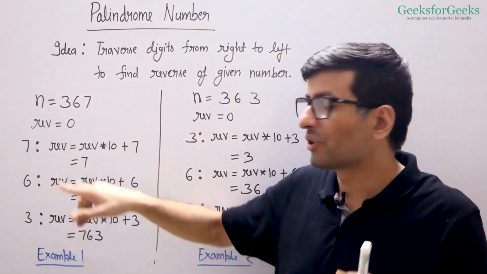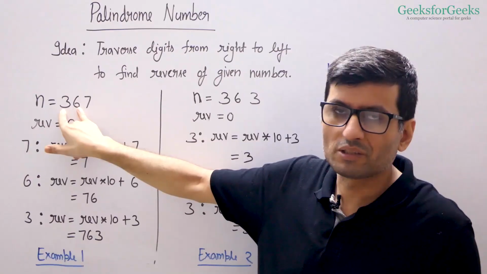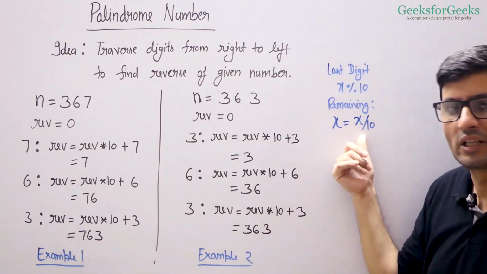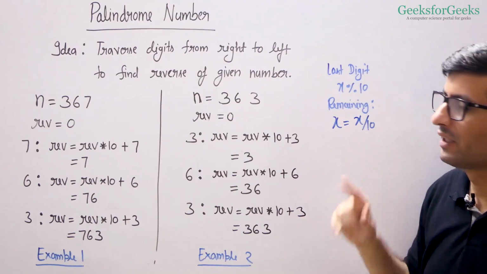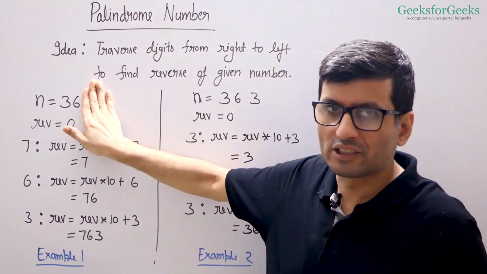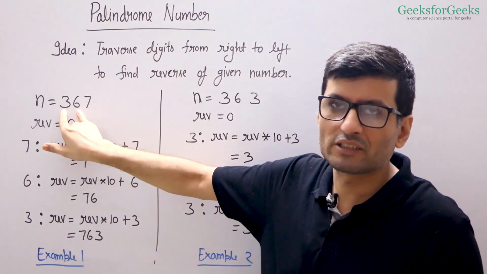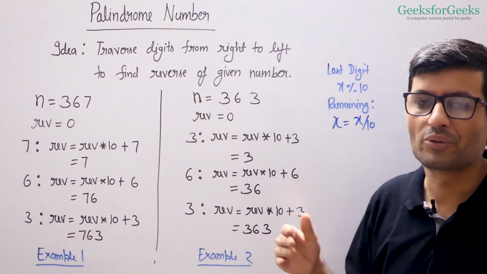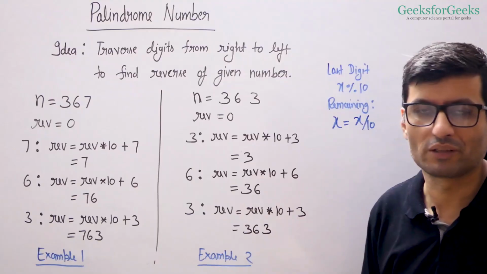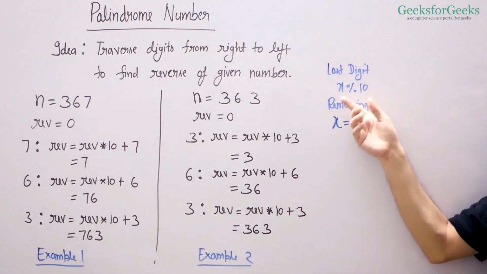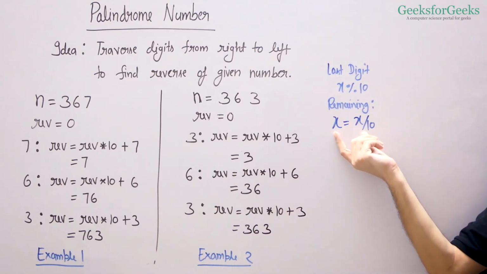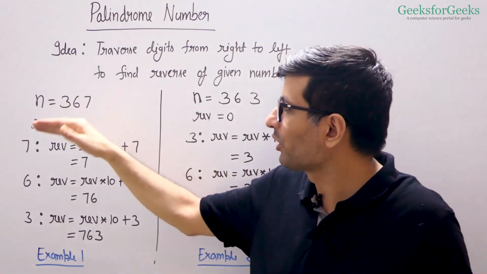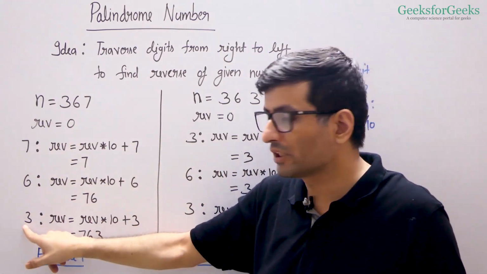And then to remove 7 from our original number so that we can get 6 next time, we do x equal to x / 10. If I do x equal to x / 10, I get rid of the last digit. So next time when I do x % 10, I'll get second last digit, right? That's the idea we follow to get digits from right to left side. In every iteration, we are going to get the last digit and then we are going to do x equal to x / 10. So this is how I can traverse through all the digits from 7 to 3.